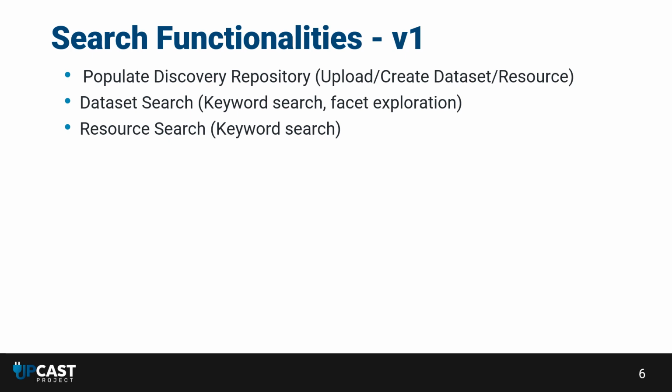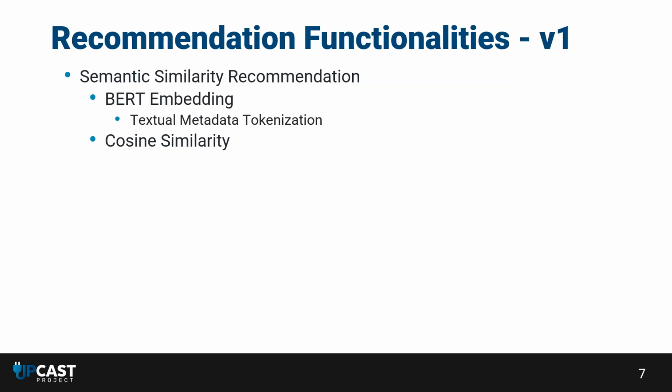In version 1, we implemented the search functionalities. First, the populate discovery repository in order to enable the index to have that relevant information. So we have the create, update, delete, and upload datasets function. And we have a dataset search together with a keyword search and faceted exploration. And we also have a resource search, which is a keyword. And together with that, for the recommendation task, we implemented a semantic similarity recommendation using BERT embedding.